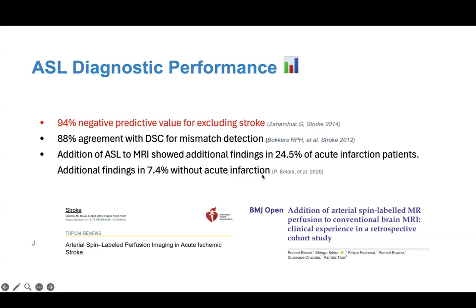And in patients with acute ischemic stroke, it was found that ASL with the MRI showed additional findings in 24.5%. These additional findings, like hyperemia, luxury perfusion, and other findings, were seen in 24.5% of acute infarct patients, and 7.4% of those without acute infarction had shown extra findings.